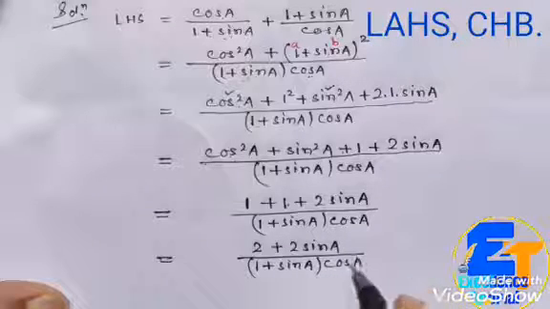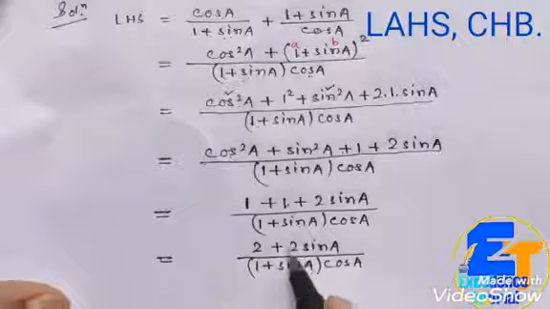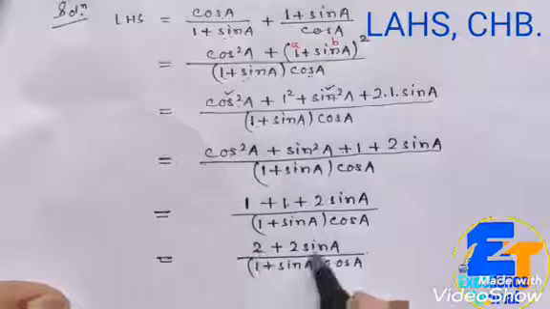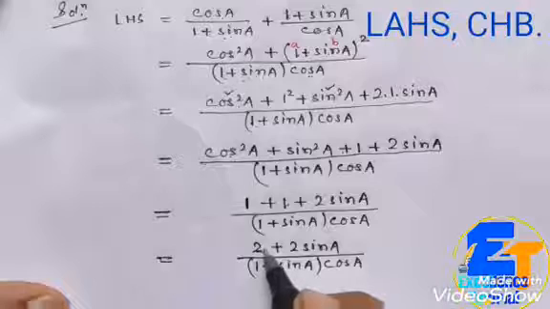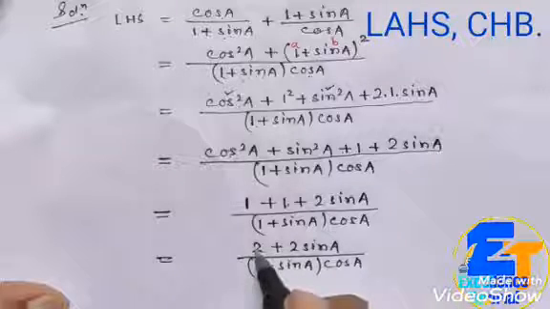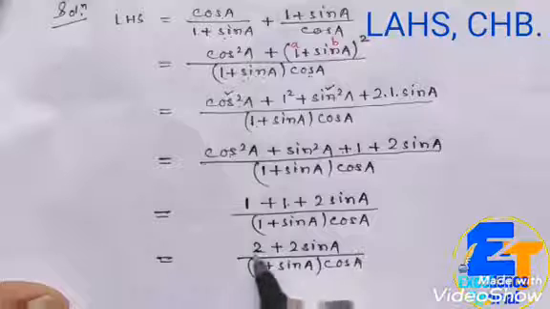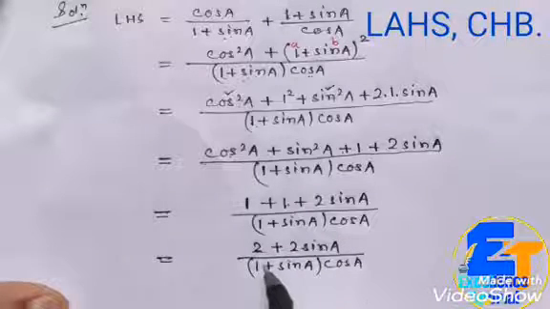Now see, don't think you can add these two. 2 plus 2 sin A, don't think it will become 4. Okay, you cannot add these two terms. These two are not like terms, because sin A ratio is here and sin A is not here, so we cannot add these two terms. So in our next step we are going to take 2 as common from the numerator.